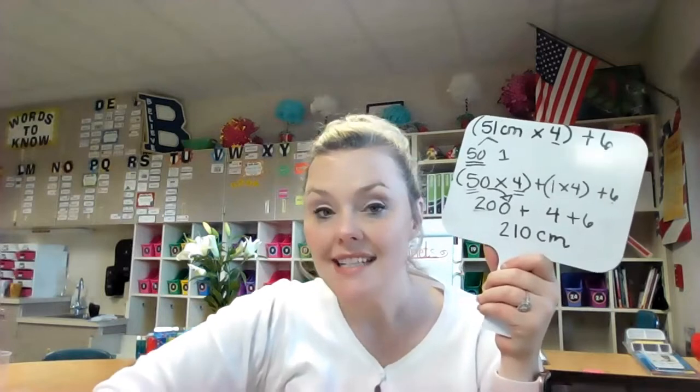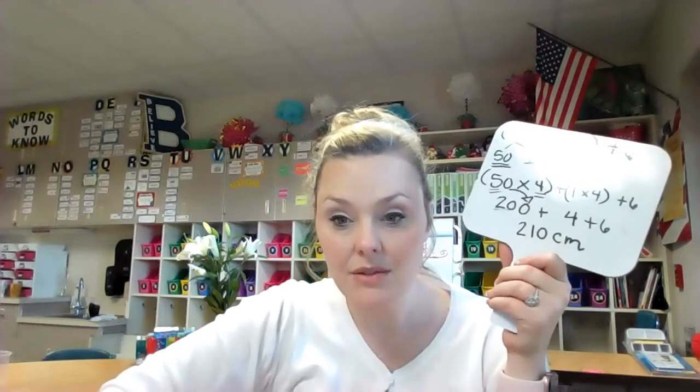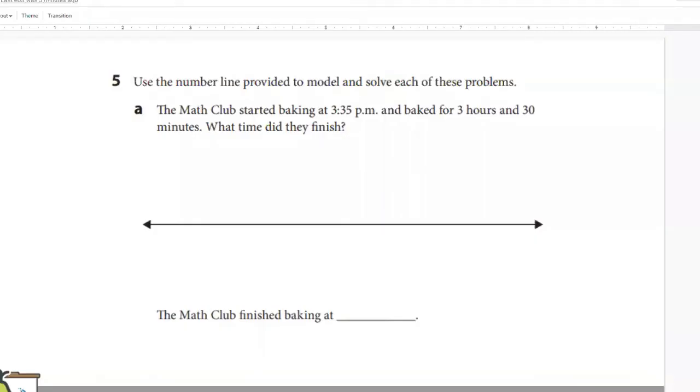All right, now the next problem, I'm going to share my screen with you. So looking at your workbook, number 5, it says use the number line provided to model and solve each of these problems. I'm going to read it carefully to you. We're going to be using elapsed time. The math club started baking at 3:35 p.m. and baked for 3 hours and 30 minutes. What time do they finish?